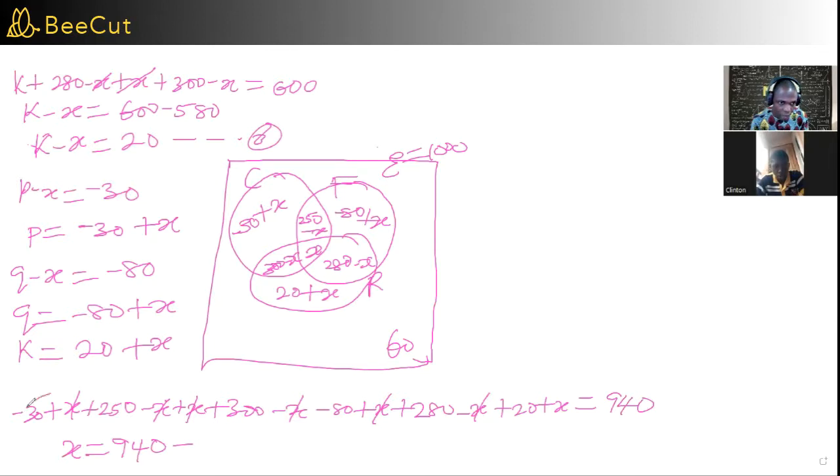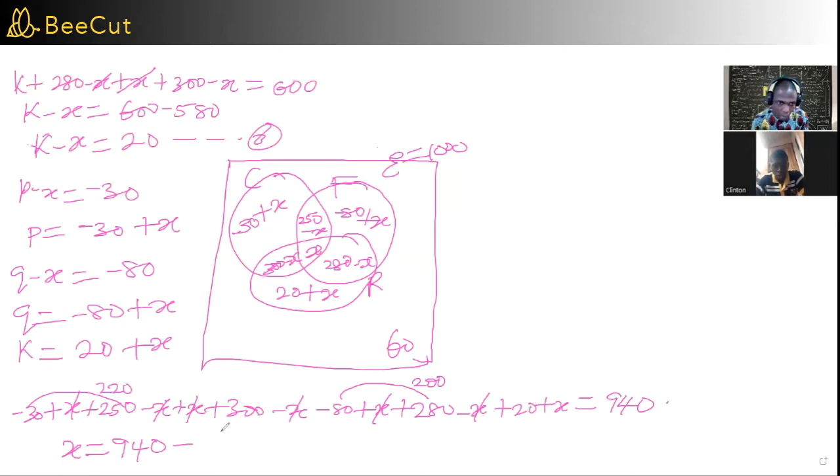So negative 30 and positive 250 all together give me 220. Yes or no? Yes, sir. Then 300. Let me compare the 80 and the 280. So this gives me 200. Yes or no? Yes, because it's negative 80. So with that, what do I have left? I have to add 220 plus 300 plus 200 plus 20. And with that, I have 740.